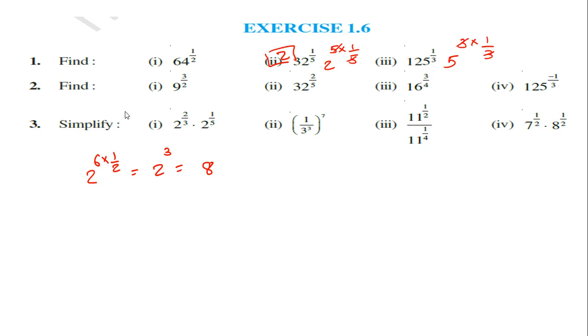See here for the second question that I am writing by black pen. 9 raised to 3 by 2. So what we have to do? 9 we have to write actually as 3 into 3, that is 9, raised to 3 by 2. So what will come? Power and exponent in 8th standard you have learned. What will come here? A raised to B raised to C.